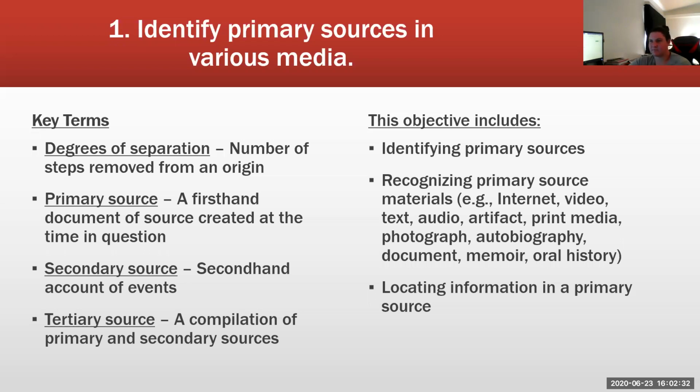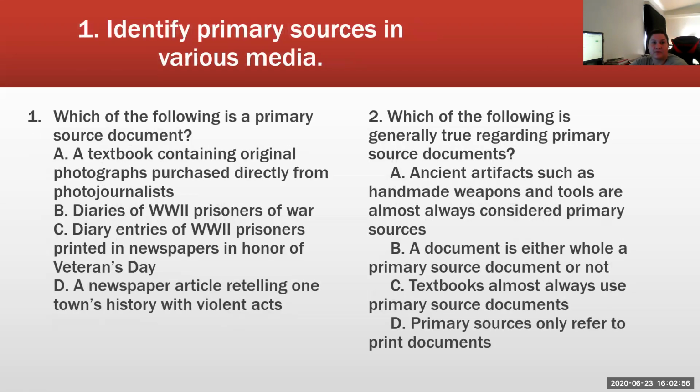Anyway, moving on. Primary source is a first-hand document of a source created at the time in question. The secondary source is second-hand accounts of events, and a tertiary source is a compilation of primary and secondary sources. So we're going to identify these primary sources, be able to recognize them and where they pop up, and locating information within a primary source. So which of the following is a primary source document?